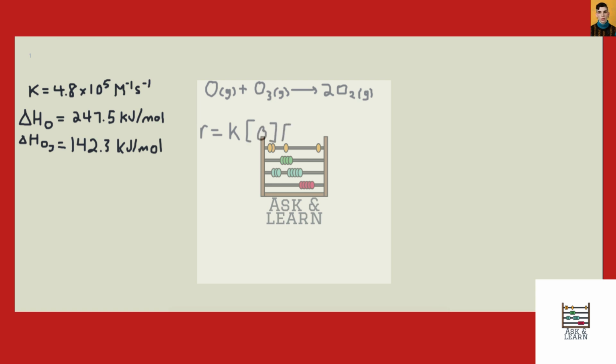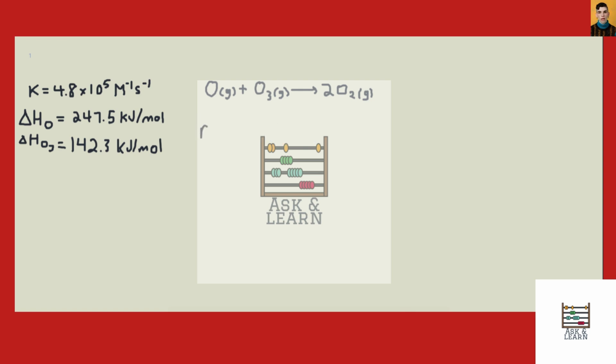So our rate for a reaction is always in molar per second, or you can write it as molar times inverse seconds. Since our rate constant has inverse molar, we have to multiply it by molar squared if we want to get the correct units for our rate.